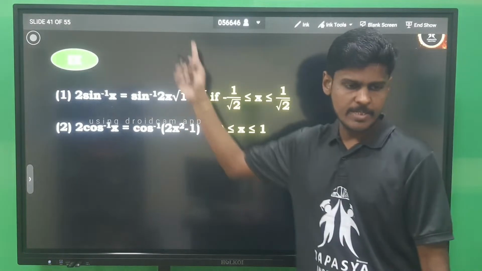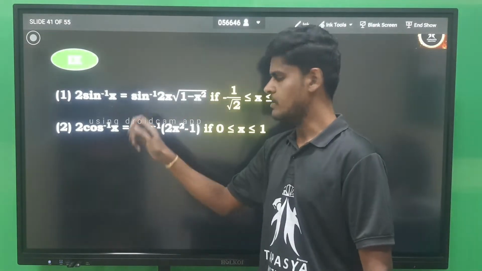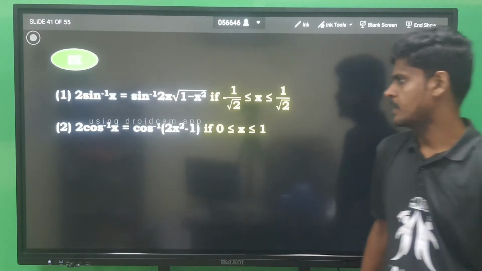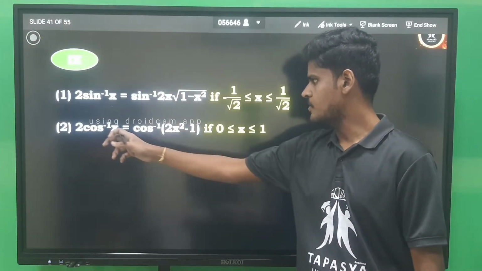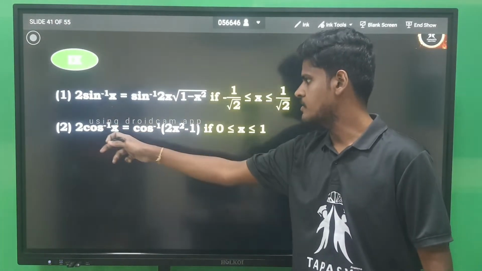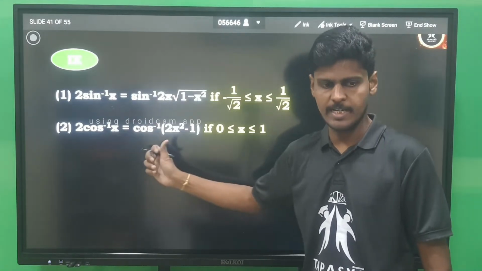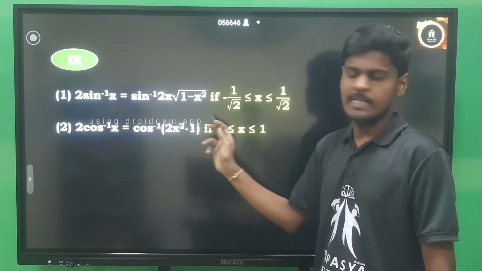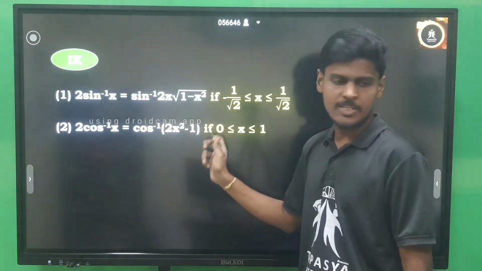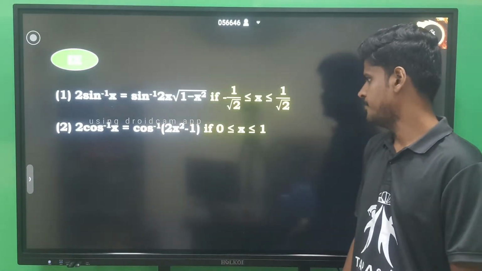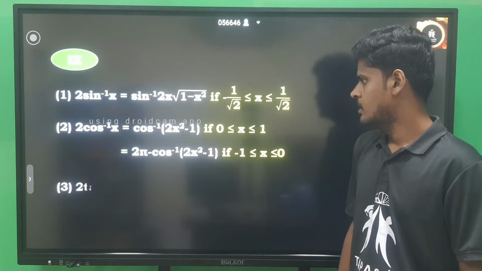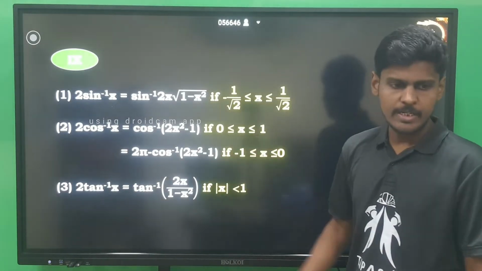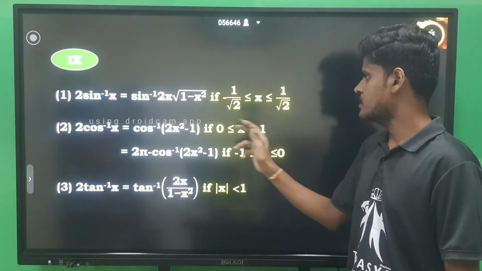It is again same as previous. Let's assume cos inverse x equal to theta and simplify. Proof is similar to that. What is x? Let's assume x equal to cos theta. Cos inverse x is theta means x equal to cos theta. So this is nothing but 2 cos square theta minus 1, that is cos 2 theta. Cos inverse cos 2 theta is 2 theta. This is not given in your NCERT, so remember this formula first.